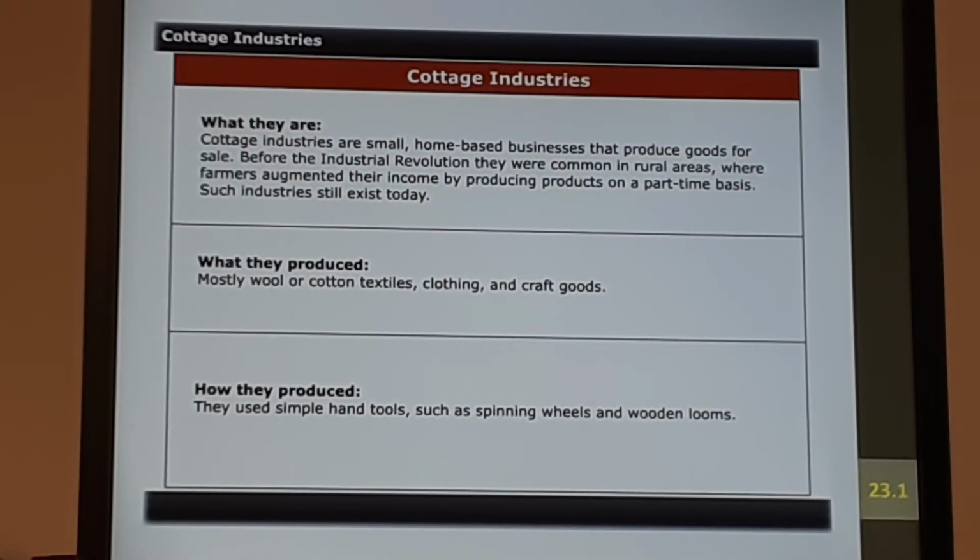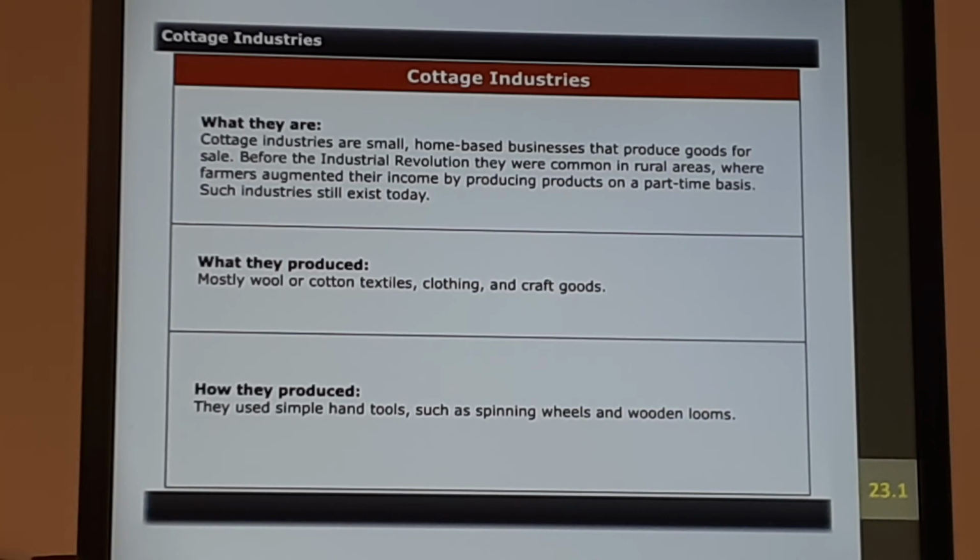Cottage industries, that's another term in this chapter that you're going to become familiar with. It says what they are. It says cottage industries are small, home-based businesses that produce goods for sale. Before the Industrial Revolution, they were common in rural areas, where farmers augmented, means added to, their income by producing products on a part-time basis. Such industries still exist today.